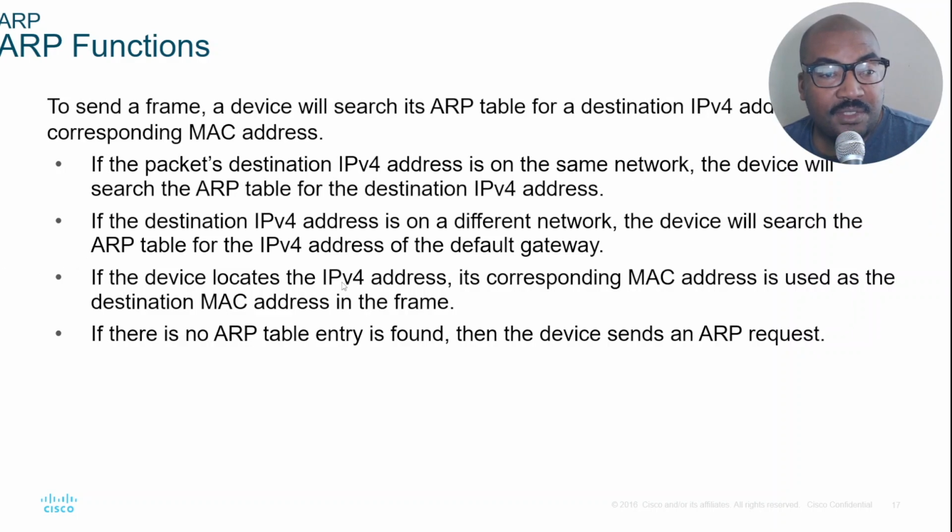If the device locates the IP version 4 address, its corresponding MAC address is used as a destination MAC address in a frame. If there is no ARP table entry found, then the device sends an ARP request. So again, if there's nothing in there, it's going to send out that request. That's the idea that I just explained to you about the Amazon store or UPS looking for a new housing development. If it's not found there, they're going to send out a request. Hey, how can I find this place? Where do I need to go to get there? How do I get there?